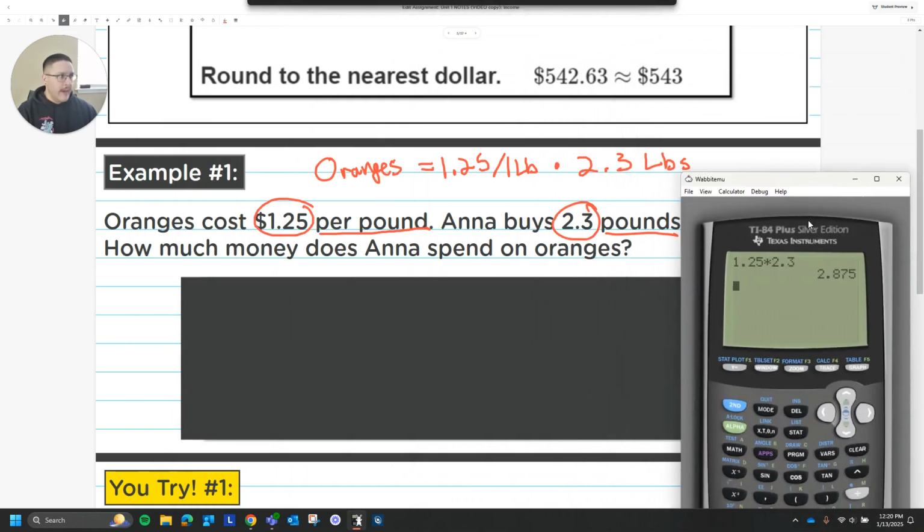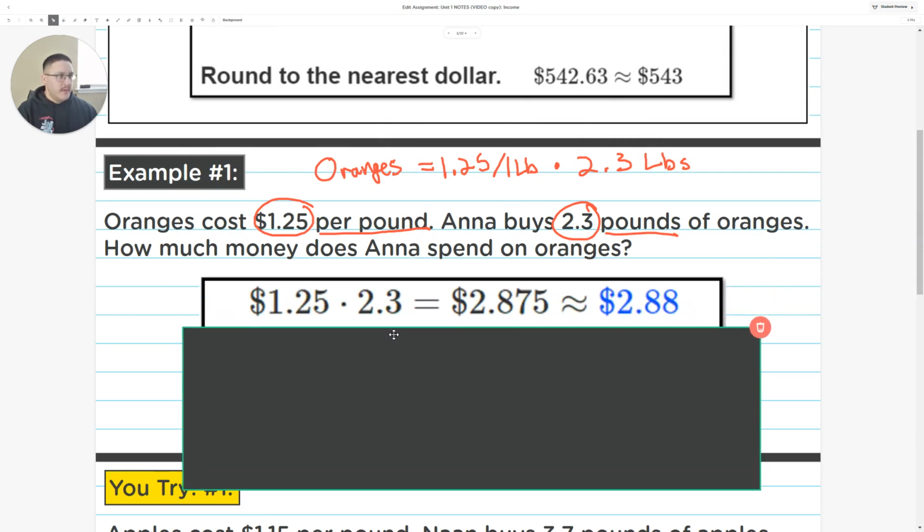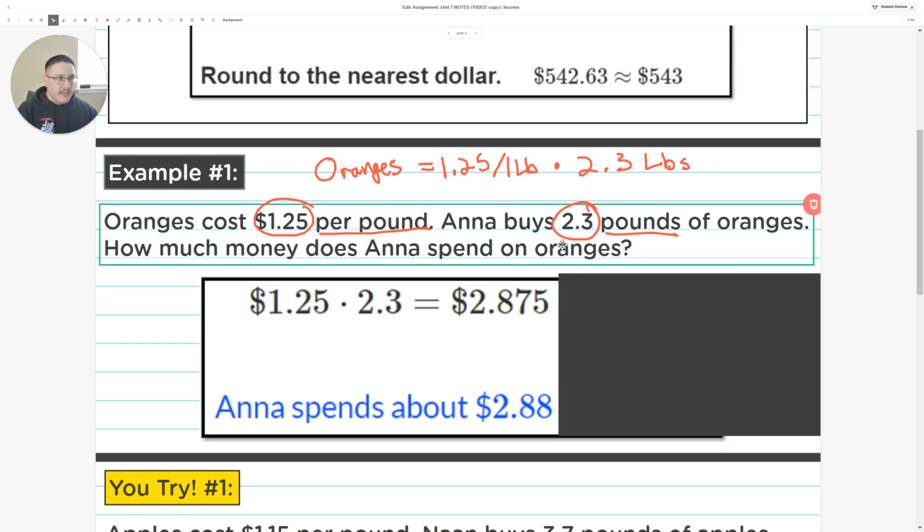$2.875. Okay, so just to show you what's on the screen right here, we have 1.25 times 2.3 equals 2.875. Now look at the problem. Did it tell us what to round to? No, it didn't. It just says how much money.